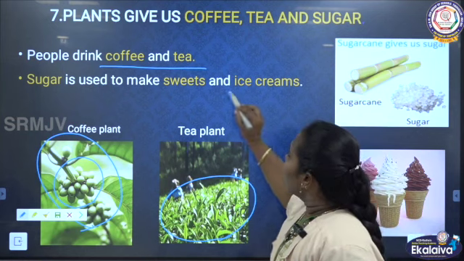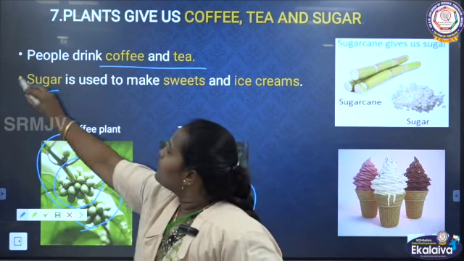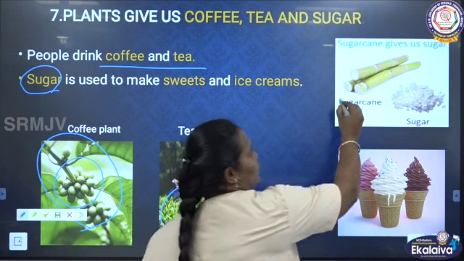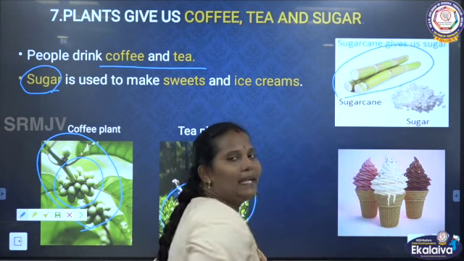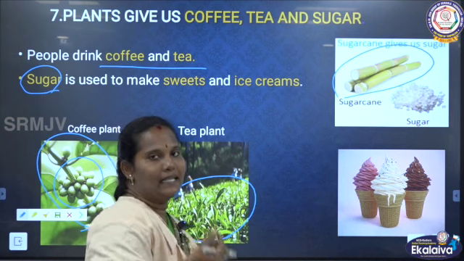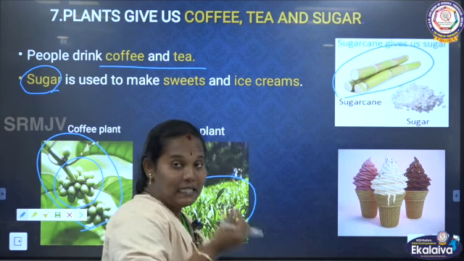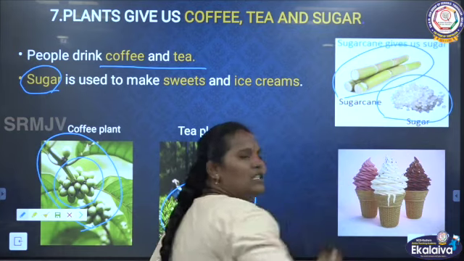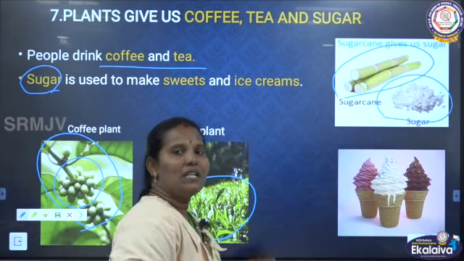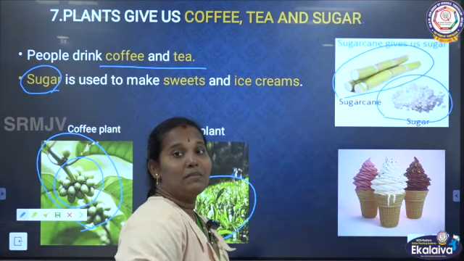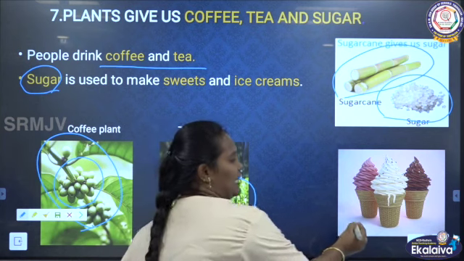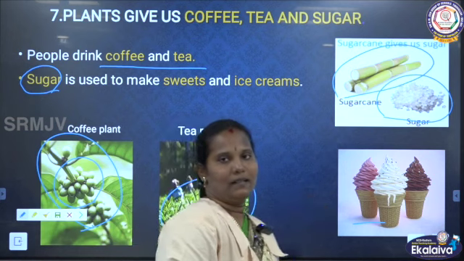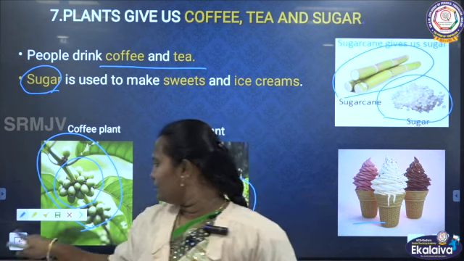Then we get sugar. We know that sugarcane, the stem part of the sugarcane, has sweet-tasting juice. This juice is used to make sugar. Sugar is used in many things: sweets, chocolates, biscuits, cake, ice cream, and many other materials are prepared using sugar.